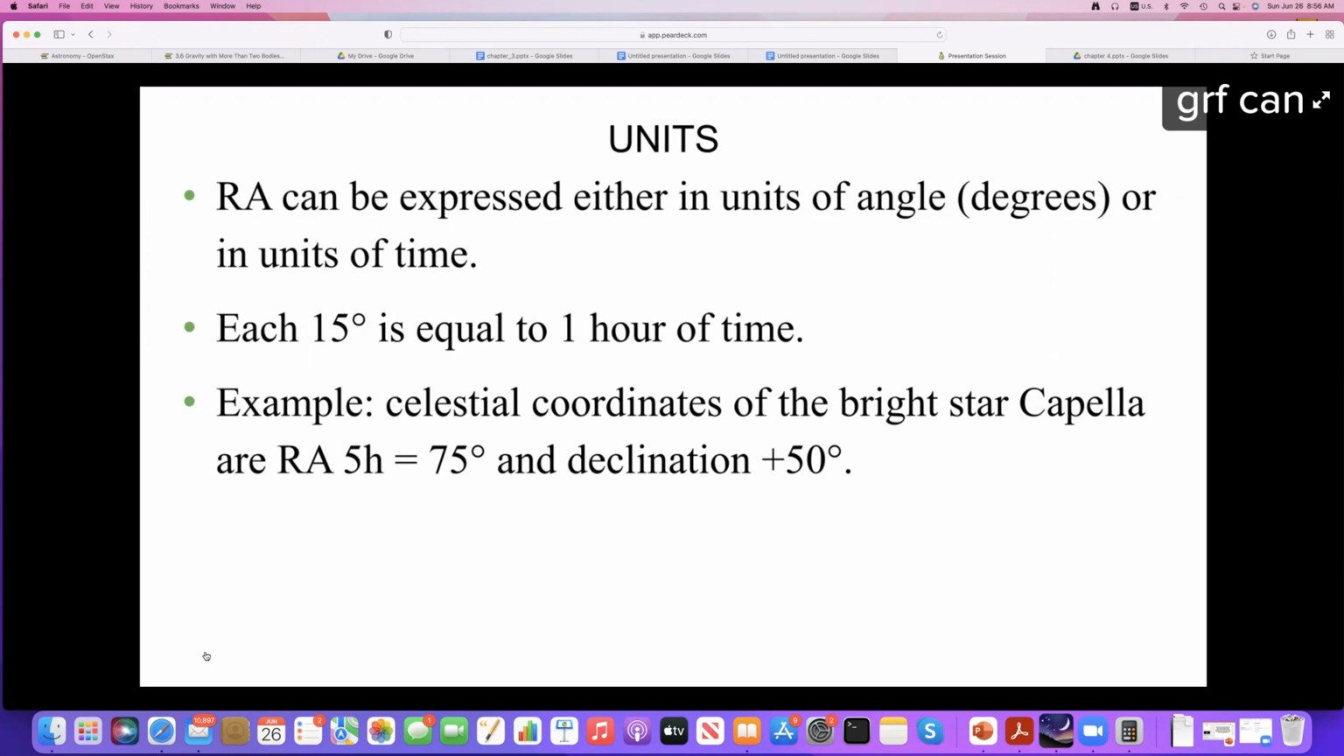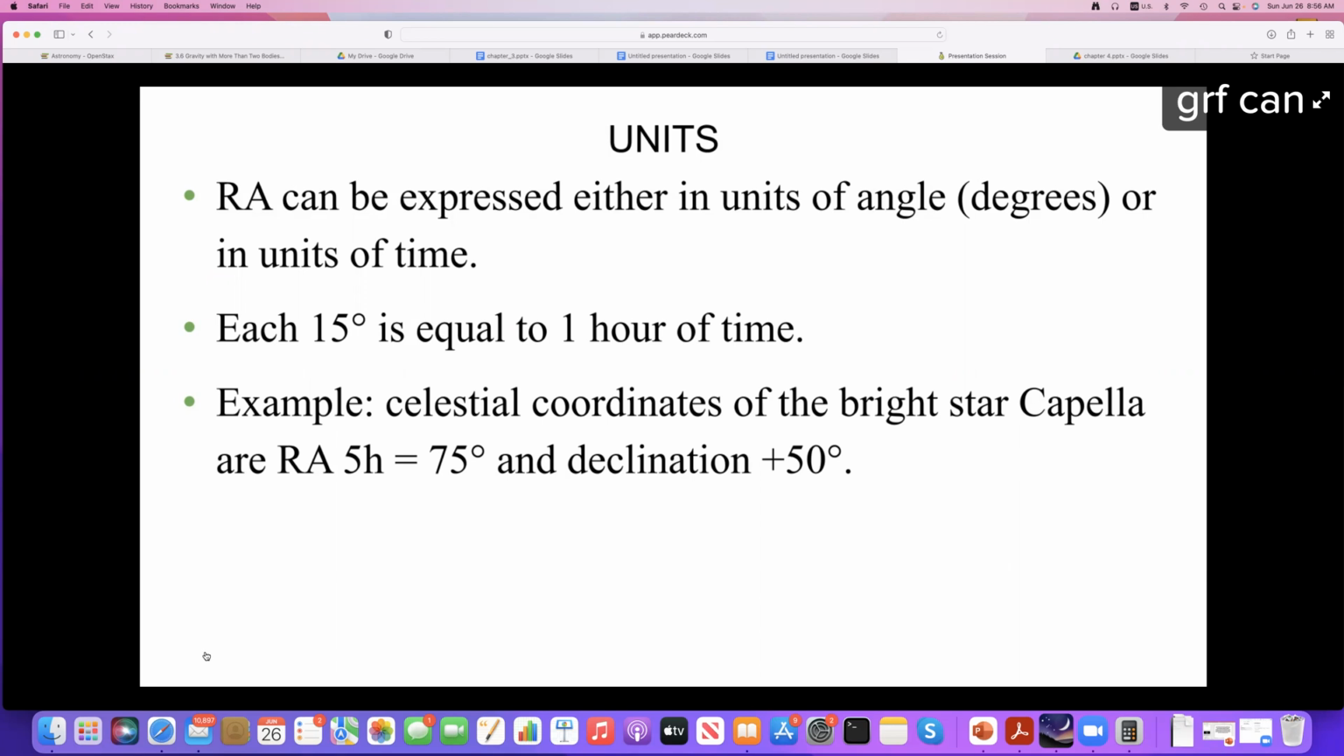Now, if I give you an example, let's say you have a celestial coordinate of a bright star called Capella. Capella is one of the bright stars, actually. We can tell that the coordinate of Capella is right ascension equal to either 5 hours or 75 degrees, and the declination is plus 50 degrees.